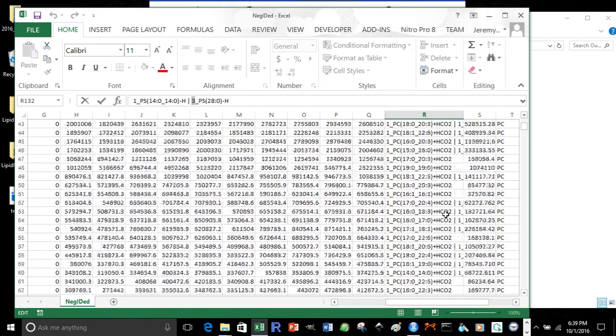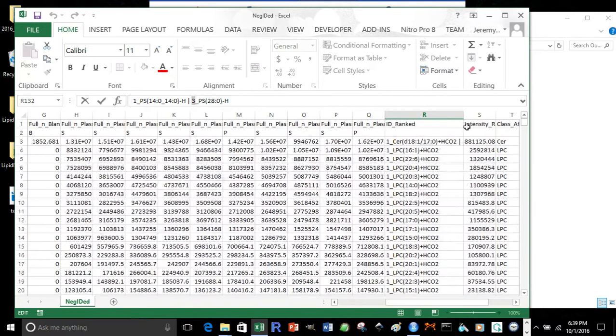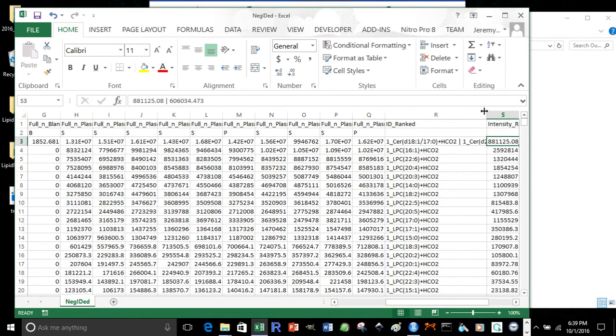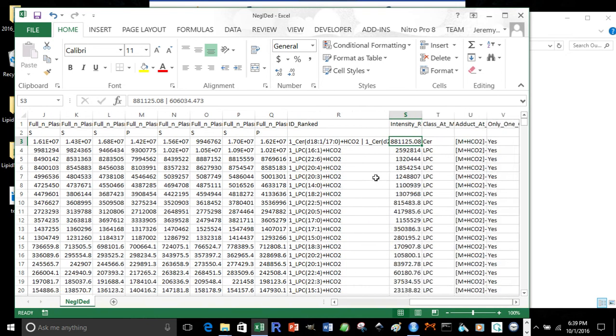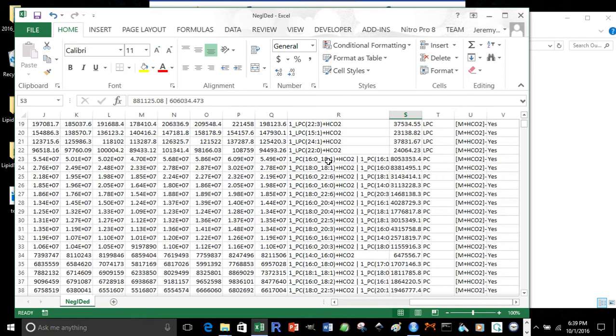Now, we can also look to our right. There's an intensity ranked column. So this shows the sum of all the fragments, their intensities. So you can see here where we have ceramide D18:1/17:0, which is our internal standard. And here's the fragment intensity showing that it's the most likely and dominant peak within that feature table. You can look at other examples.